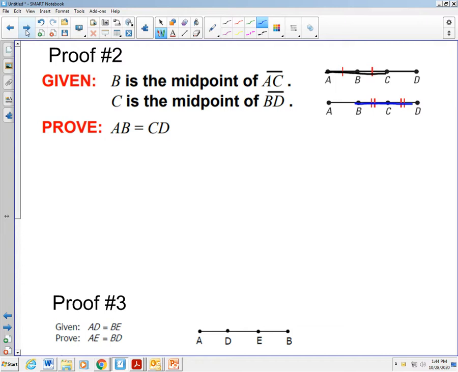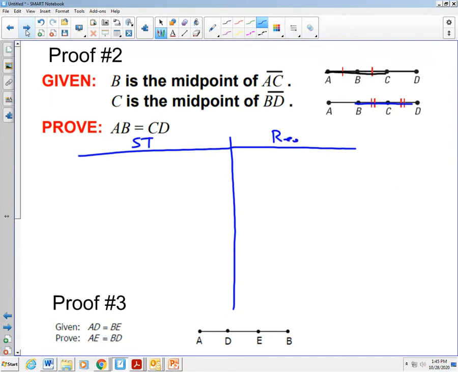Okay, so let's start with our standard 2-column proof. Statements, reasons. Okay, number 1 is what's given. B is the midpoint of AC. And you could do step number 2, but I'm going to put both givens under one step. C is the midpoint of BD. Now, the good thing is the picture is marked for you, but sometimes we will not do it, so you have to do this on your own. And the reason is given.